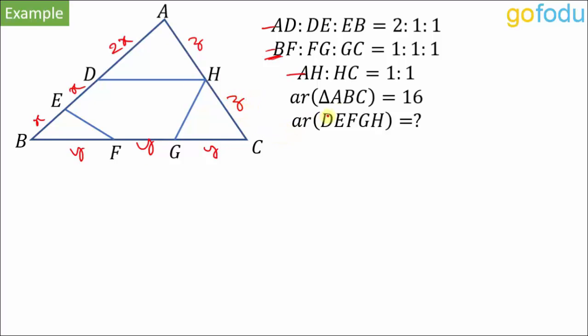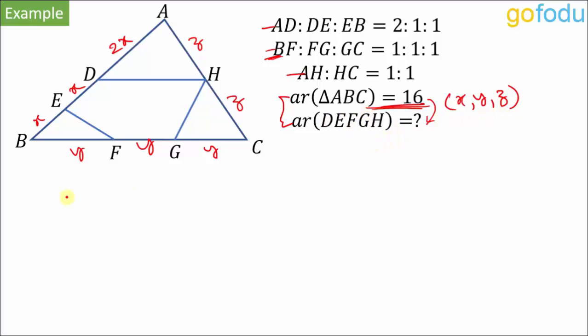Okay, only fixed thing that is given to us, only value that is given to us is this. Area of triangle ABC is 16. And this area of pentagon DEFGH will come from this figure only. How? We'll try to express both these areas in terms of x, y and z. And in this way, we will try to relate these areas.